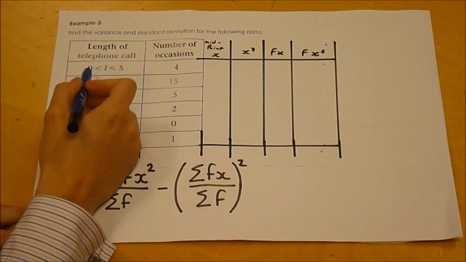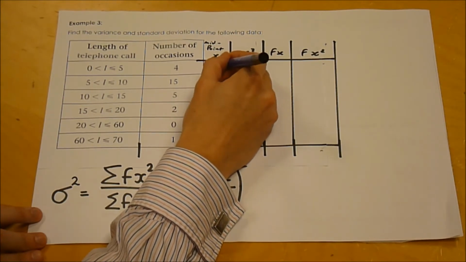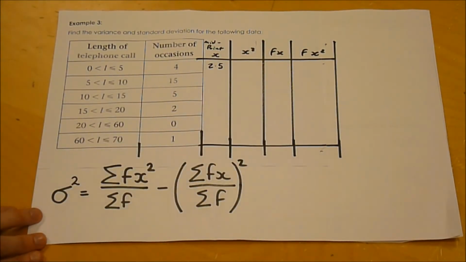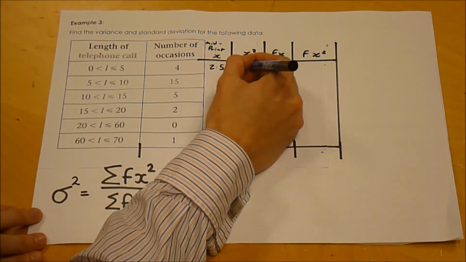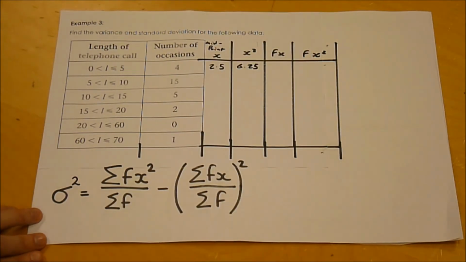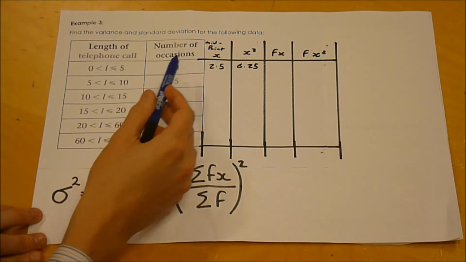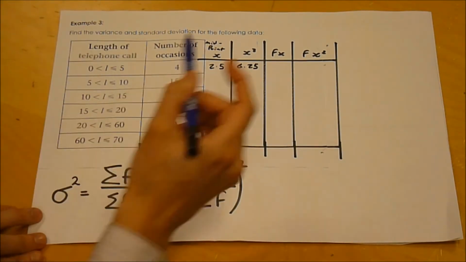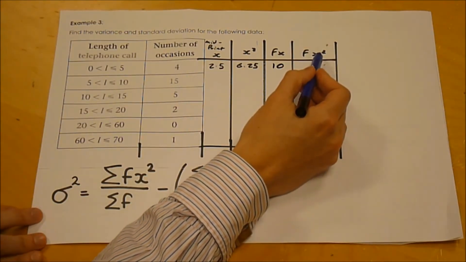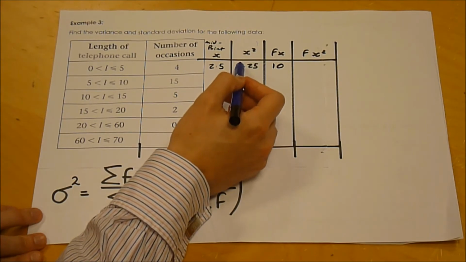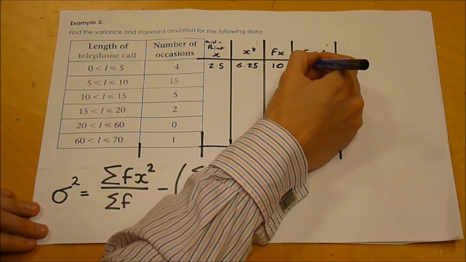Obviously for the first group we're from 0 to 5, so the midpoint would be 2.5. And then we're going to square that. When we do 2.5 squared, we all obviously know that's 6.25. And then f times x, so the frequency 4 times the midpoint 2.5, that gives me 10. And f times x squared, well it's still 4, and x squared is 6.25, and obviously 4 lots of 6.25 is just 25.